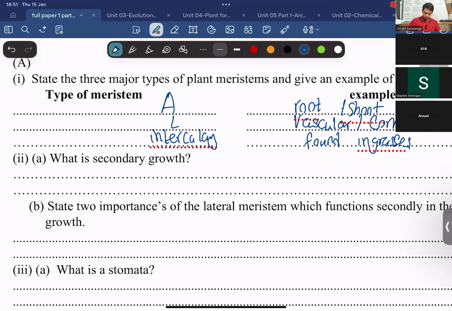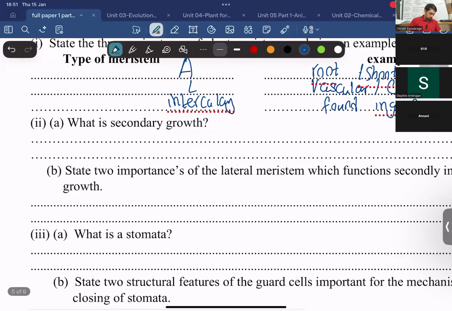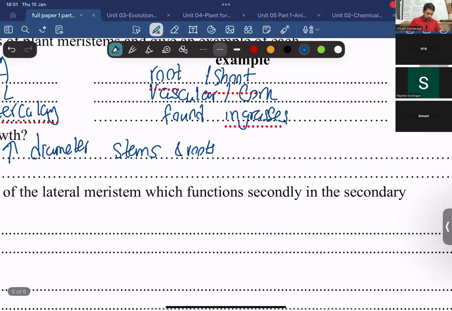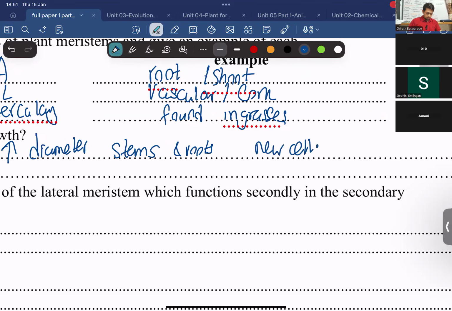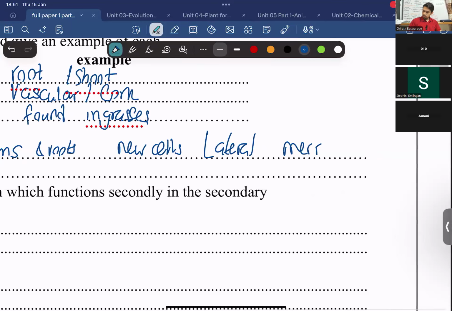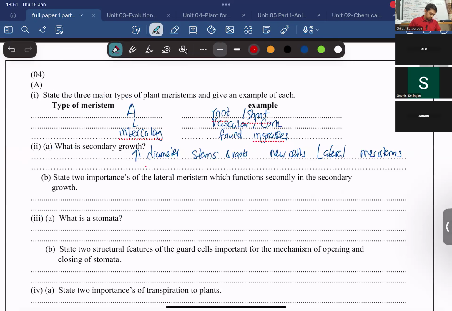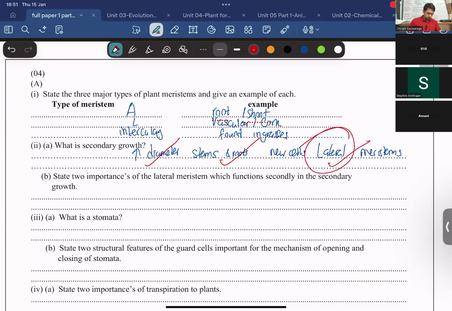What is secondary growth? Increase in the diameter of stems and roots in plants due to the new cells produced by lateral meristems. What are the things you have to say? Increase in diameter is a keyword. Stems and roots, I'll give 1 mark. You have to say that in stems and roots, due to the new cells produced by, very, very important word, lateral meristems. So I'll give diameter increased in stems and roots due to lateral meristems. 3 marks. Here 6 marks.